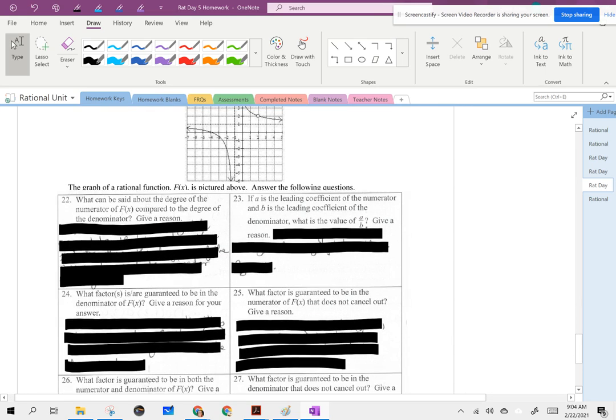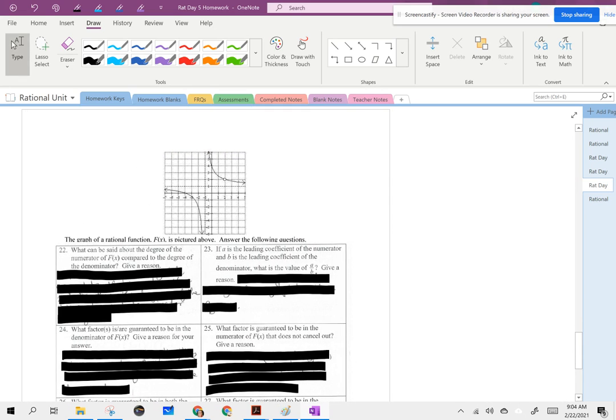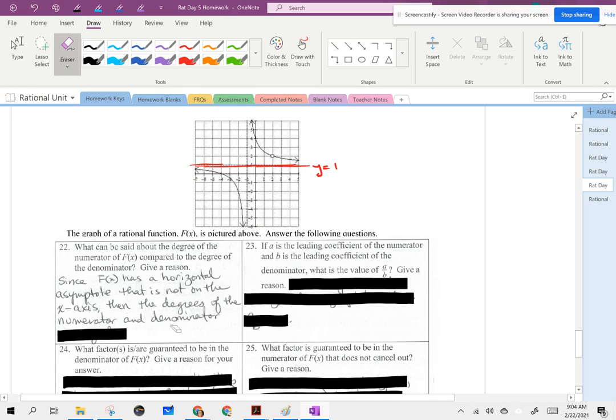All right, so here we go. Let's take a look here. Here we have a graph, and then now we're going to kind of go backwards a little bit. So what can be said about the degree of the numerator compared to the degree of the denominator? Well, remember that the degrees of those are going to determine that horizontal asymptote. So we know that the horizontal asymptote is 1, so let's take a look at how we can explain that. Since f of x has a horizontal asymptote that is not on the x-axis, then the degrees of the numerator and denominator are equal.